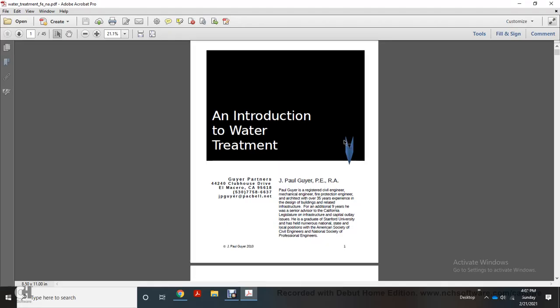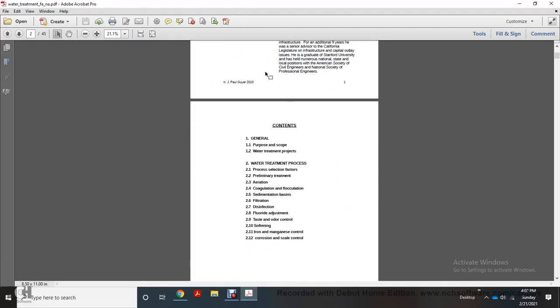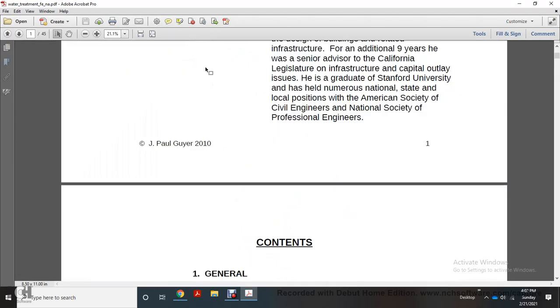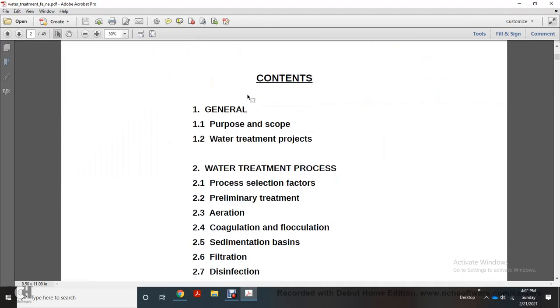Alright, an introduction to water treatment. 1. General purpose and scope of water treatment projects.